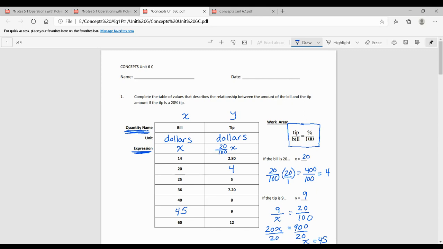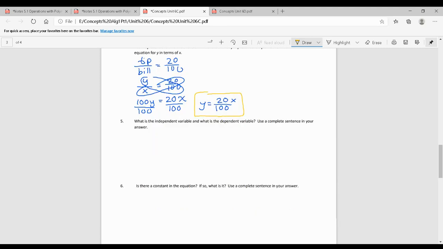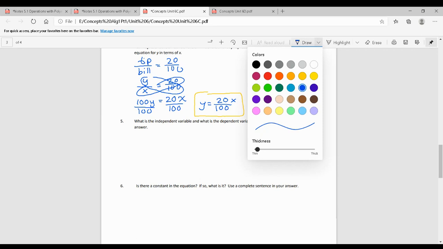Yep, but for expression, we did 20 over 100x. And look at that. I'm going to highlight with a different color, with yellow. This is my Y column, and I said it's equaling 20 over 100x. And look at what we just did. We said Y equals 20 over 100x. So if your expression in the columns was correct, your equation just comes right from that. But remember, an equation has that equal sign.